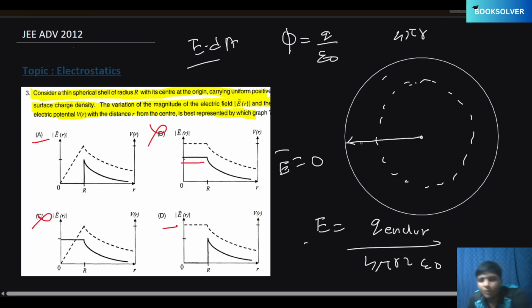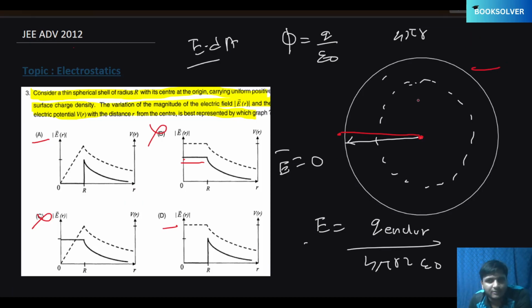Now moving further, how does outside work? I have told you, when it comes to the outside, we assume that the whole charge is placed at the center and we measure it like a normal Coulomb's law, that is kq by r square is the electric field here. Which means both graphs are satisfying that.